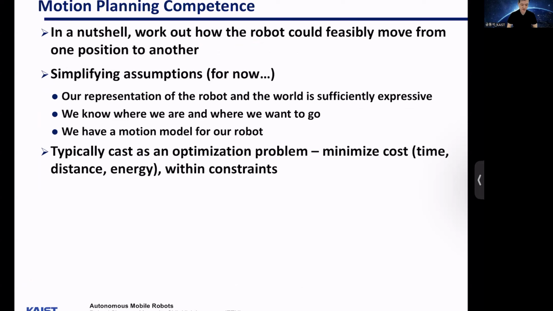Motion planning competence. In a nutshell, work out how the robot could feasibly move from one position to another. Simplifying assumptions are that our representation of the robot and the world is sufficiently expressive. We know where we are and where we want to go. We have a motion model for our robots, typically cast as an optimization problem, such as minimizing cost, time, distance, energy within the constraints.